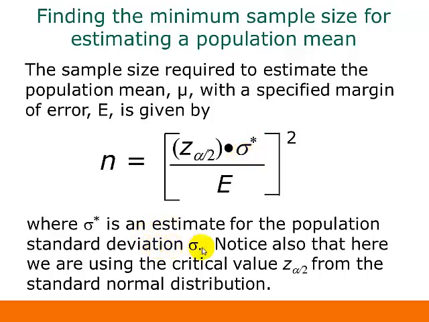The other thing that's interesting about this formula is that now we're using the standard normal distribution again instead of the t-distribution. Again, this is because without having already selected our sample, we don't know the sample size, which we need in order to use the t-distribution. So if we don't know the sample size, then we default to the standard normal distribution.